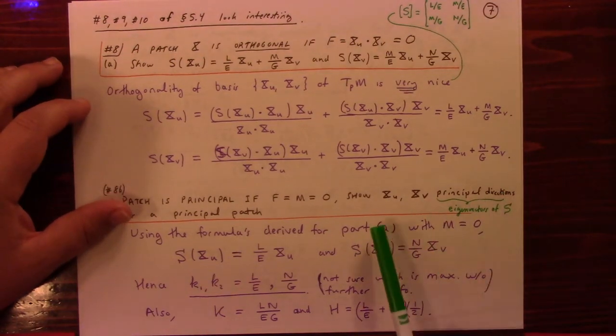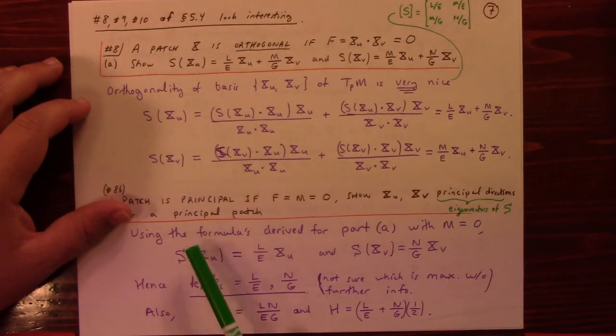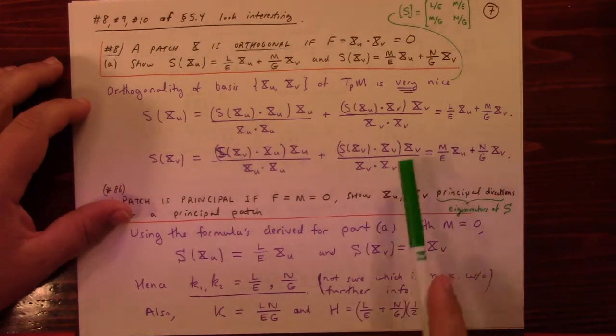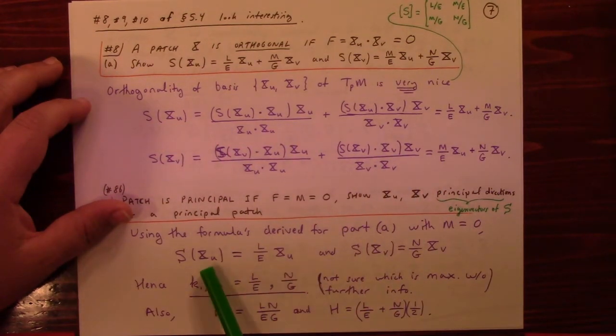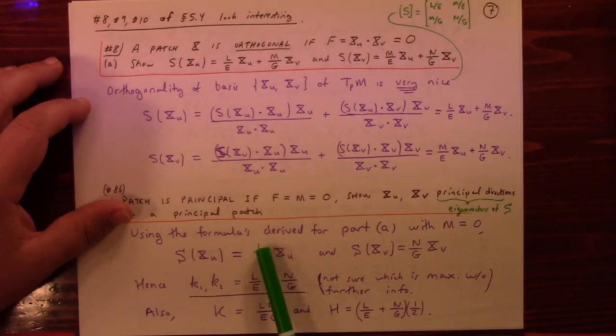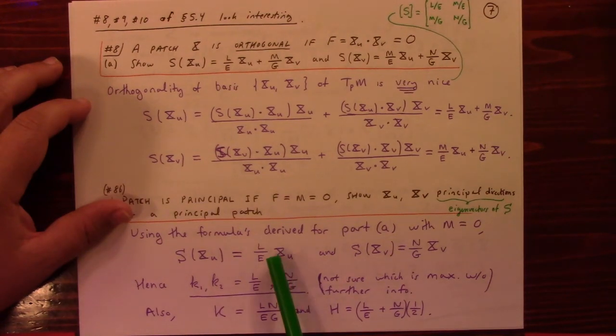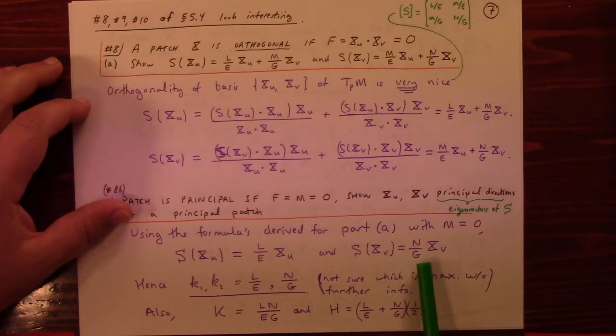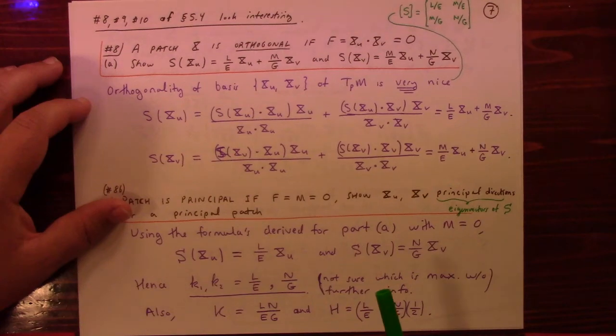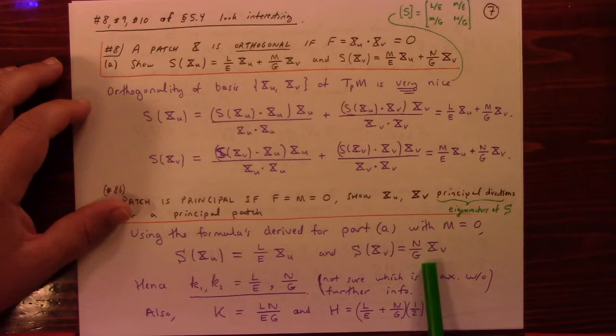But of course, you can also just follow the formulas. S of x_u is literally L over E times x_u. That means that x_u is an eigenvector with eigenvalue L over E. It also, going back to the definition of principal curvature, means that x_u is a principal vector and has the principal curvature L over E, and likewise for x_v as principal curvature N over G. So, if you've forgotten, go back and look up the definition of principal curvature again, right?